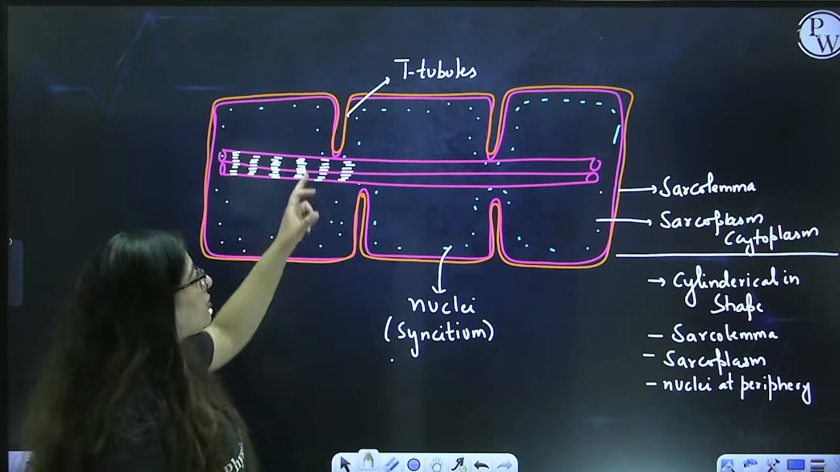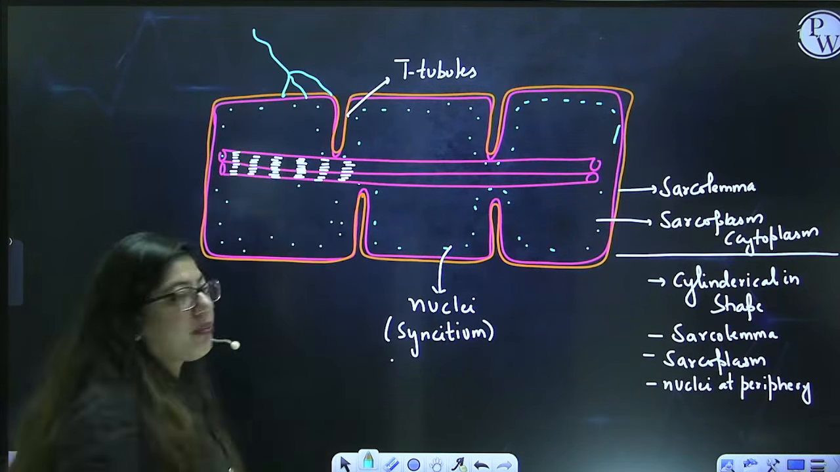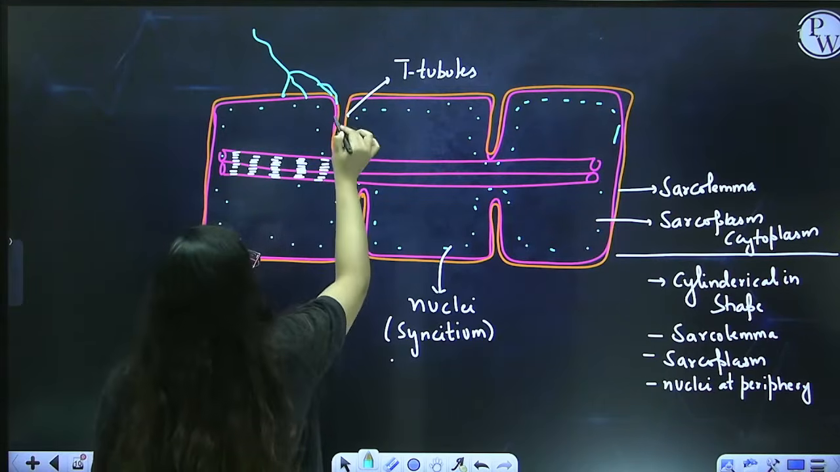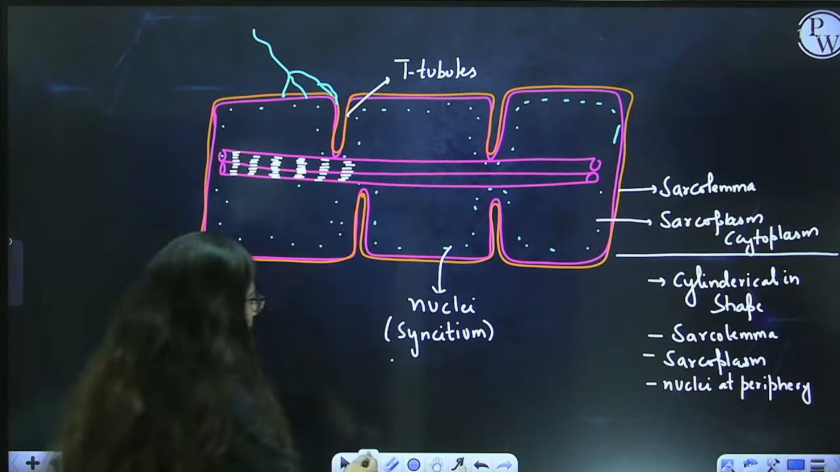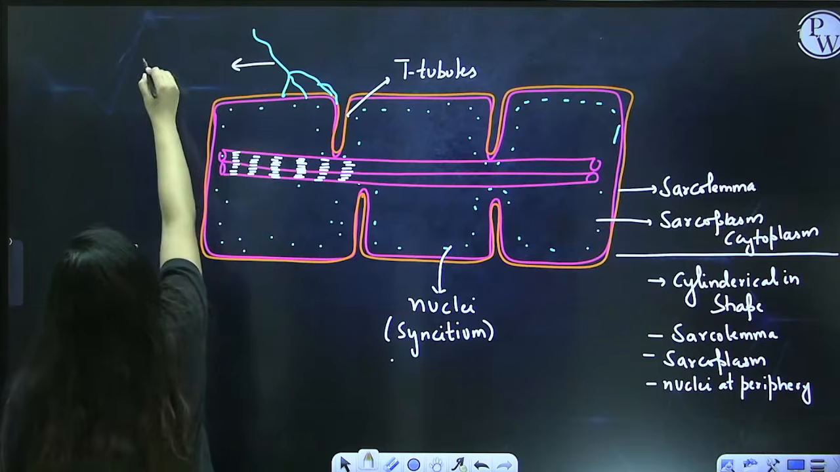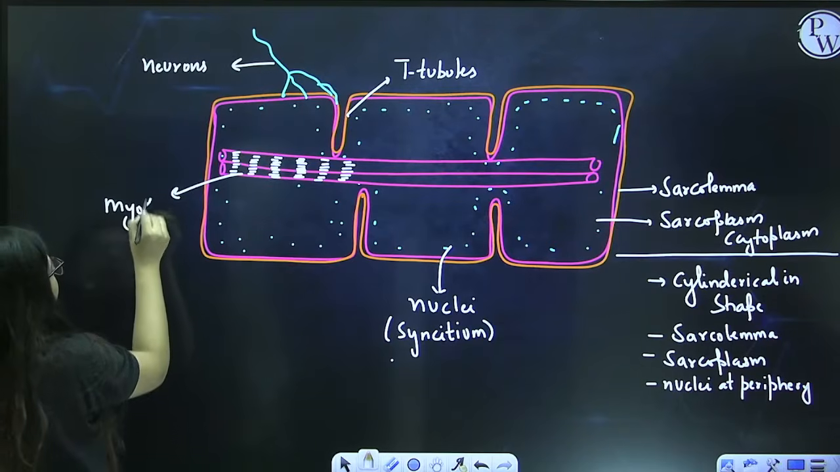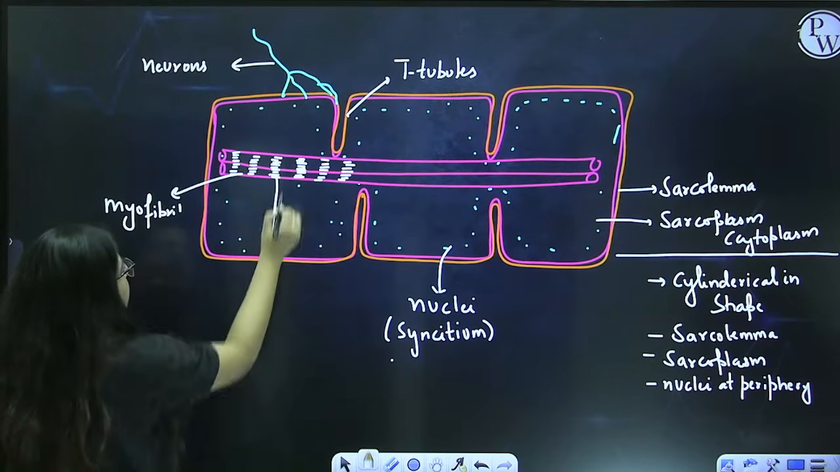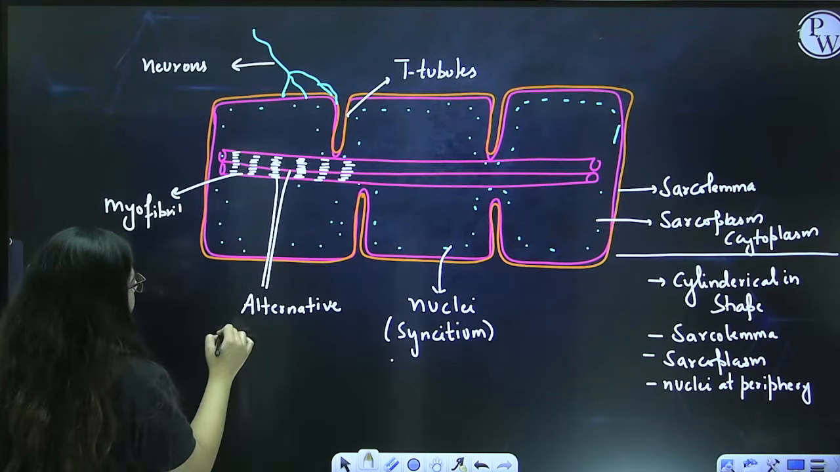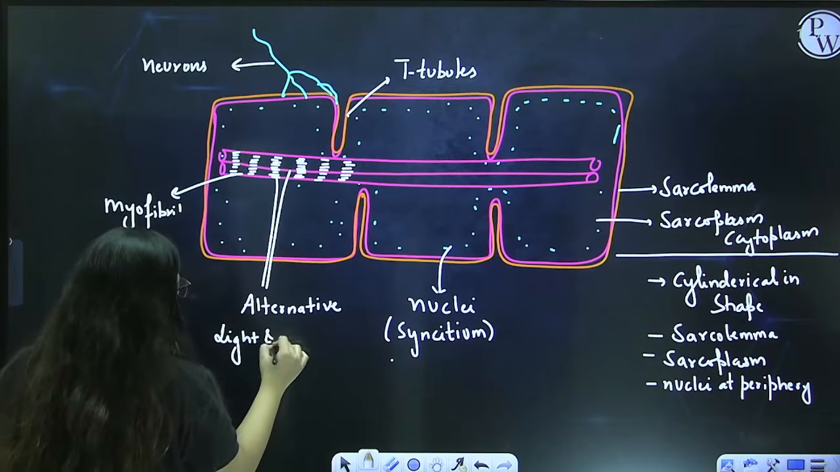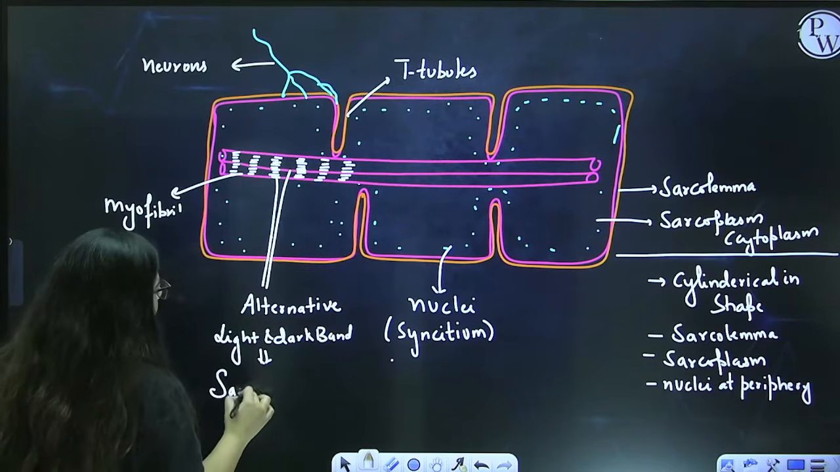So these T-tubules are present. If any neuron comes and innervates the muscle, it cannot send the signal to the myofibrils directly. But if it sends it to the T-tubule, which is present just adjacent to the myofibril, it can easily send the information. So these are your neurons, and these are myofibrils. Myofibrils have alternating light and dark bands, made up of contractile protein. The arrangement of these alternating light and dark bands forms a structure known as the sarcomere.